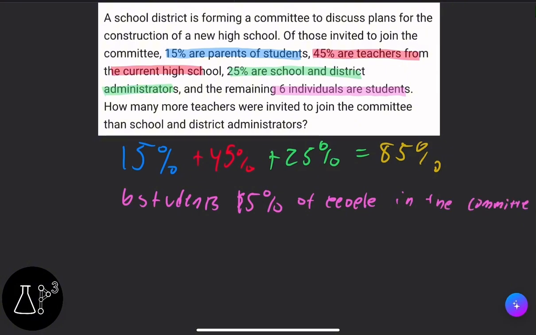So now what do we do? Well, we're given that 6 is 15% of a number. The way to figure out that number is to do 6 divided by 15%, or 0.15. And if you plug that into a calculator, you do 6 divided by 0.15, and you get 40. So this is the total number of people in the committee.